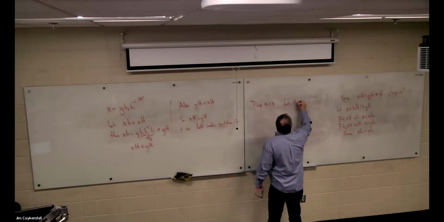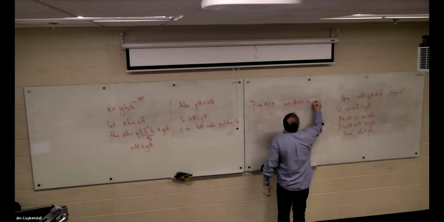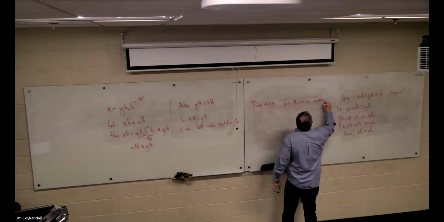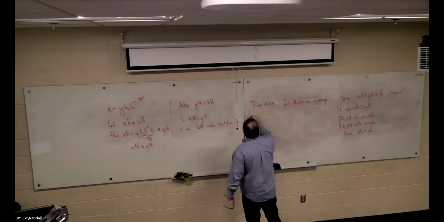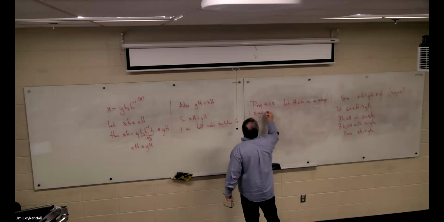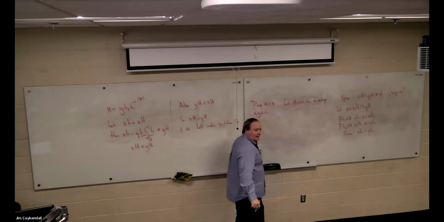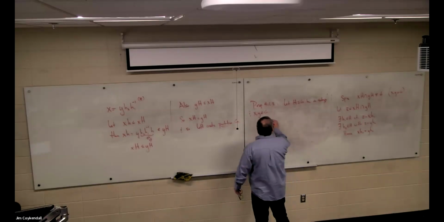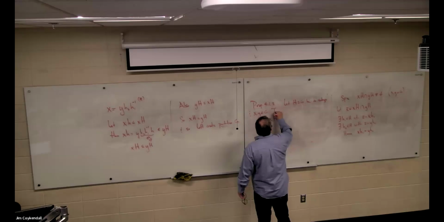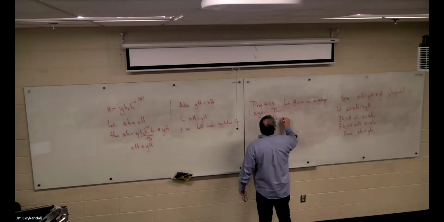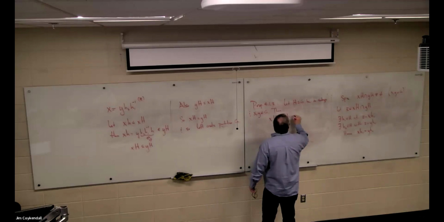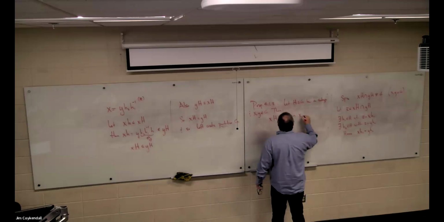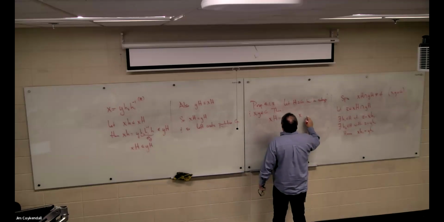Let H be a subgroup of G and X, Y in G. You will find this useful in a number of contexts in the future. Then XH equals YH if and only if X is in YH, if and only if X inverse Y is in H.